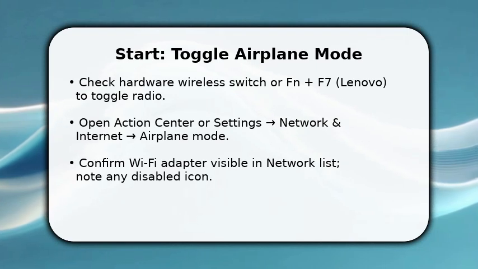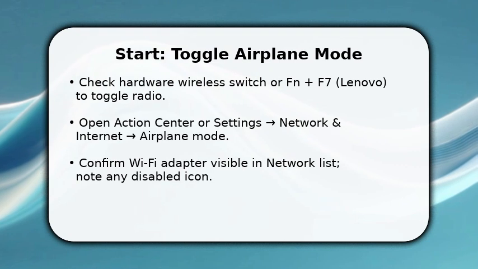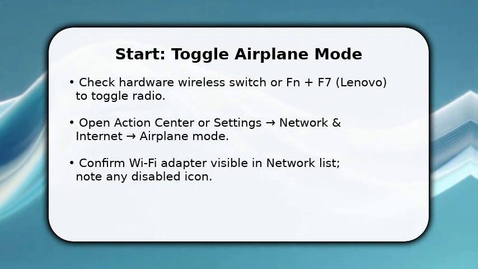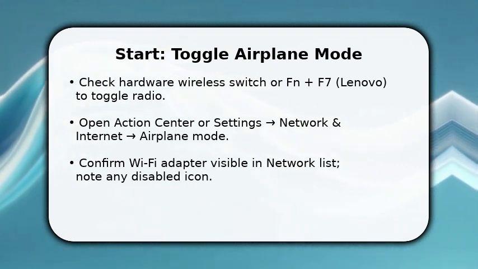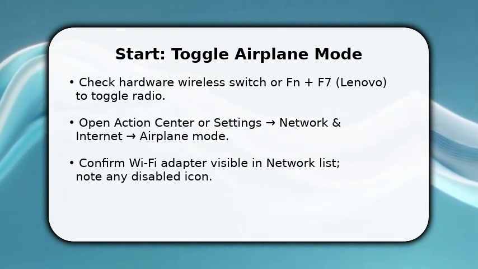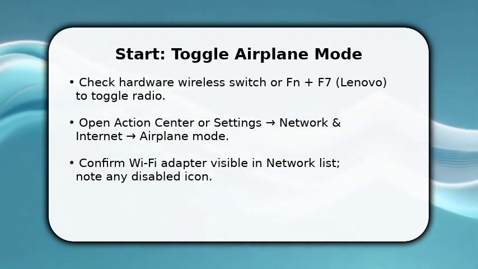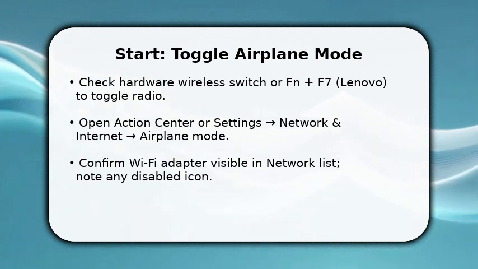Enjoy the video. You're beginning the fix now. First, verify a hardware wireless switch or press FN plus F7 on many Lenovos to toggle the radio. This can immediately clear airplane mode. Once done, open the Action Center or Settings > Network and Internet > Airplane mode and try turning it off. You're checking both physical and software controls because Windows often reflects hardware state.